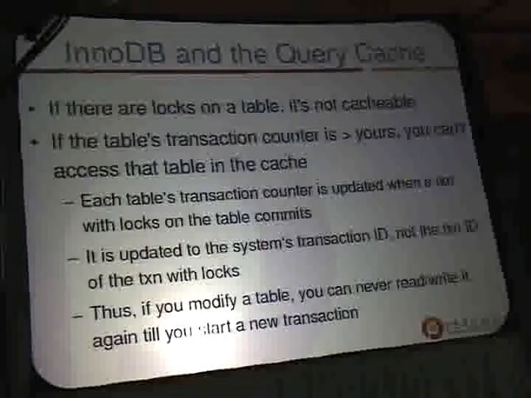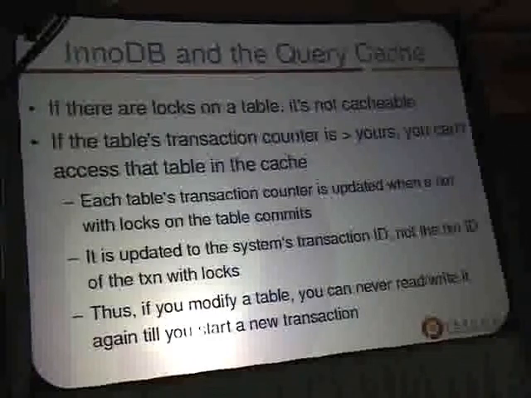And if the table's transaction counter is greater than your transaction counter, then the answer is no. So let me explain this a little bit more. Each table in InnoDB, only in memory, not on disk, has an internal memory structure with a 64-bit transaction ID counter on it. When a transaction commits and it was holding locks, InnoDB releases those locks as the transaction commits.